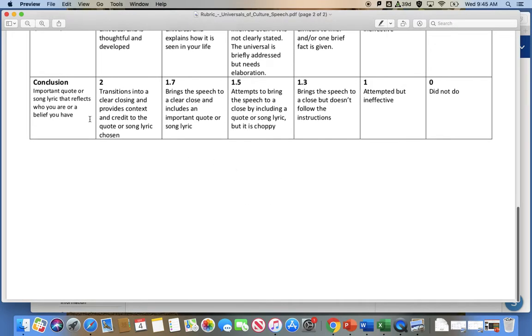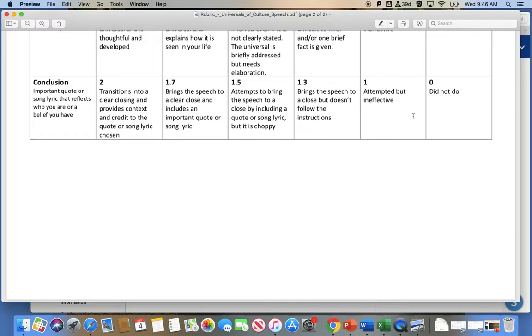And then to conclude, you're going to end with an important quote or song lyric that reflects who you are or a belief that you have. If you transition into a clear closing, you provide context, like you tell me like why you're choosing that, and you give credit to whoever said the quote or to whoever the song is by, then that would be an A. If you bring the speech to a clear close and you include the important quote or song lyric, that would be a B. If you attempt to bring it to a close by including a quote or song lyric, but it feels really choppy, that's a C. If you bring the speech to a close, but you don't follow the instructions, you just say, okay, that was my speech, then that would be a D.